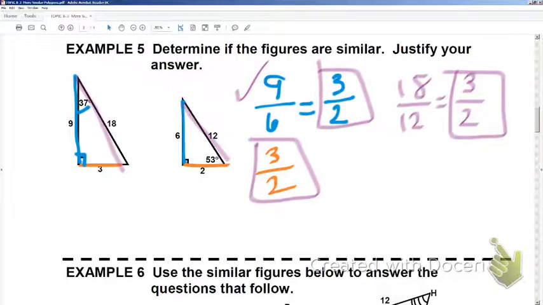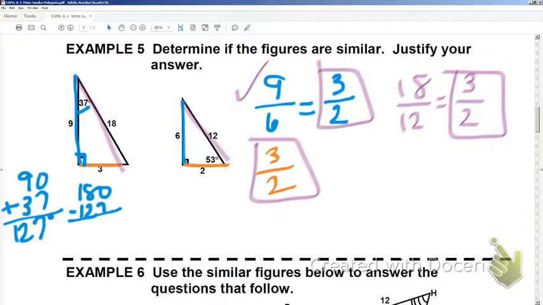Remember, all angles inside a triangle should add up to 180. So if I take my 90 and 37 and add that together, that's 127. If I take that from 180, I get 53 degrees, which is the same as this angle over here. So if they both have a right angle, they both have angles of 53 degrees. That means this angle must be 37 degrees. So by angles, yes, they're similar.